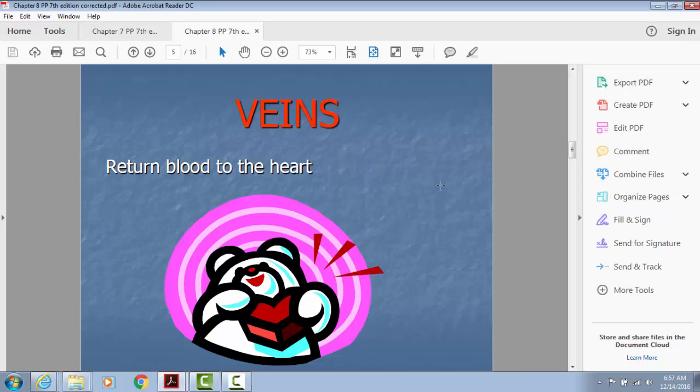So the way I remember it is A, arteries carry blood away. Away has an A. And then V, veins visit the heart. So the arteries are taking oxygenated blood away to all the body parts. Veins are returning it after it's been circulated.